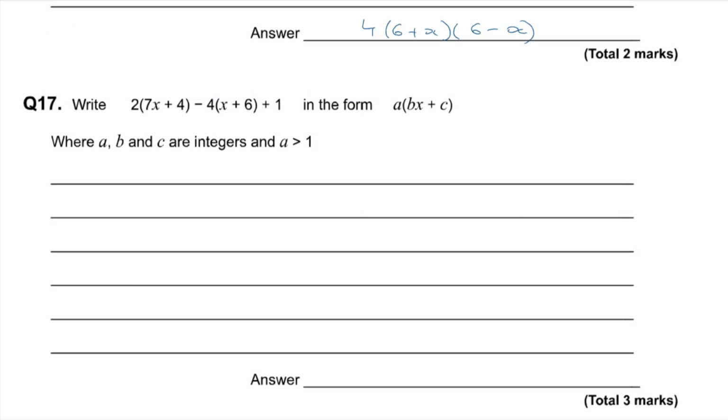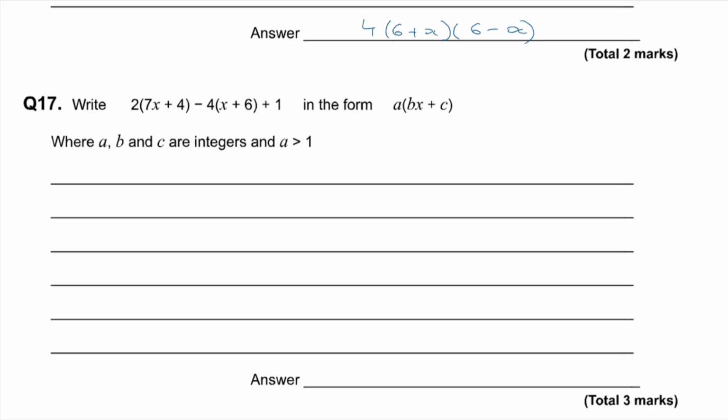Okay. Question 17, write 2 lots of 7x plus 4, minus 4 lots of x plus 6, plus 1 in the form a plus bx plus c. Okay. So here I need to kind of multiply everything out, get rid of the brackets, and then put brackets back in again. Make your mind up. Right, let's do it then.